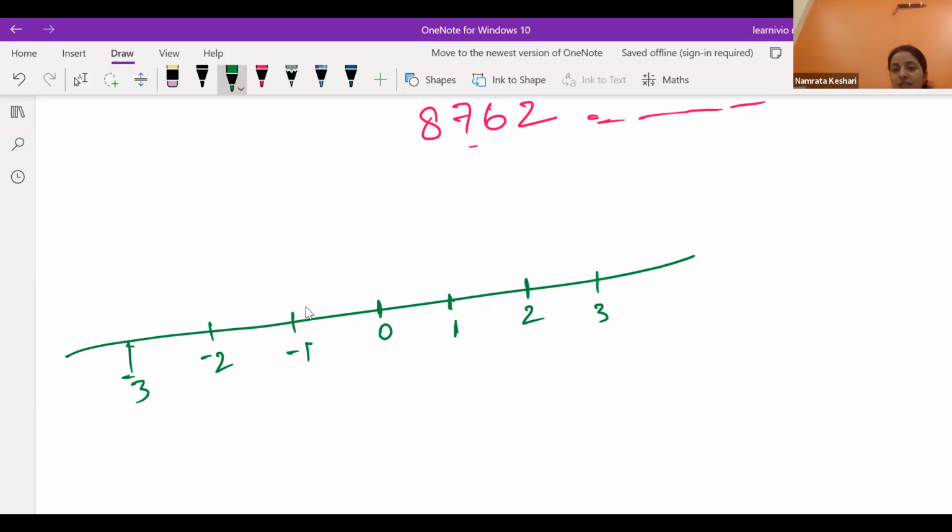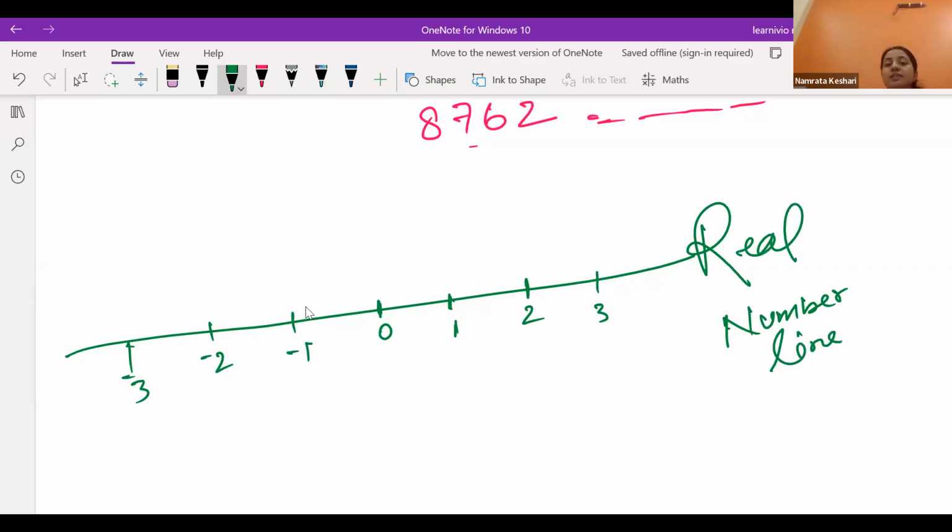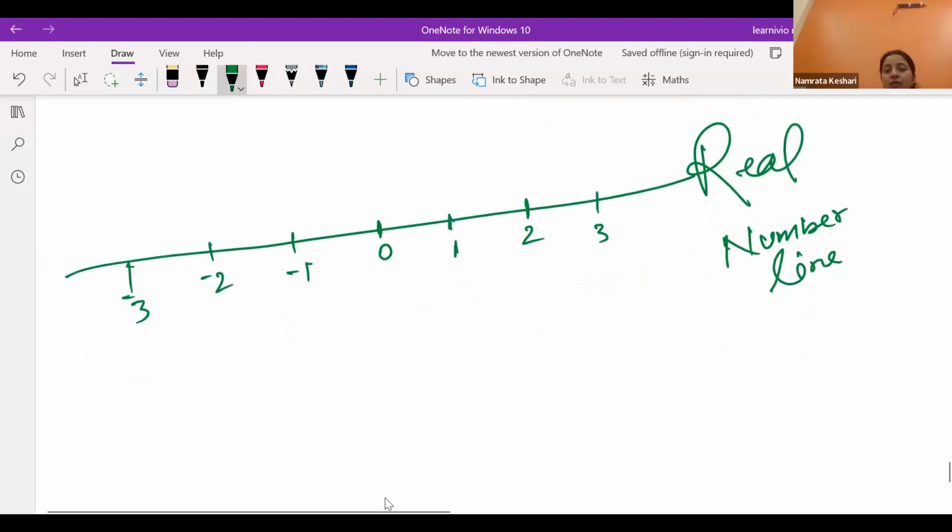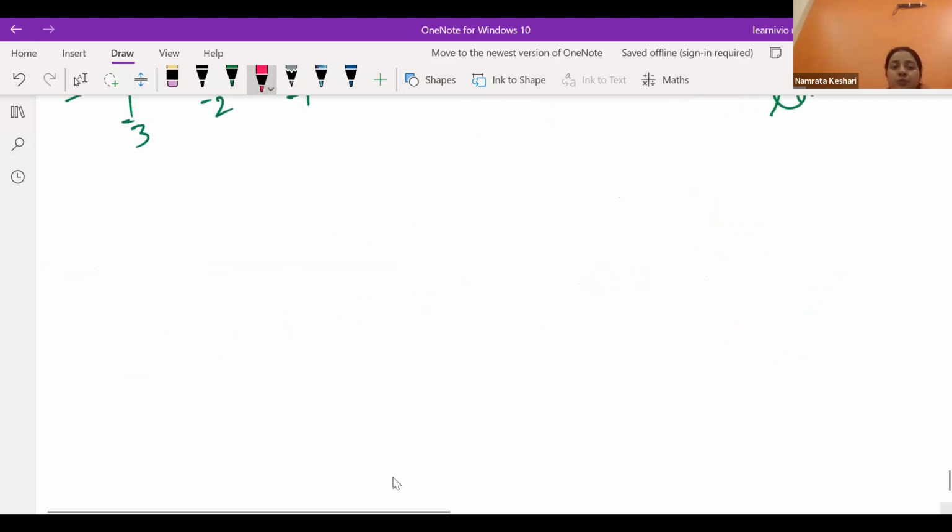So actually this is the real number line. We keep on calling it number line, number line, but actually it is the real number line. In future, in class 11, we will start calling it the real line. Getting it? Okay, so let's see how to represent root 2 on this number line, or real number line.